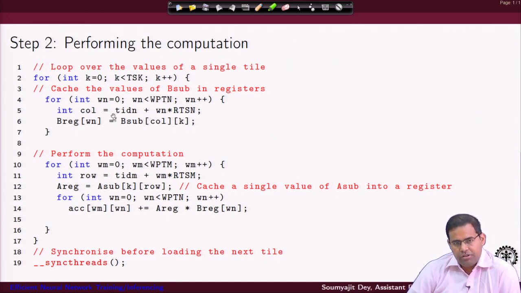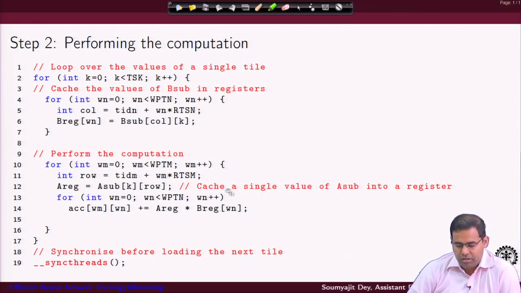So, this actually caches all the required values for B sub, and then now you get to the computation. For the real multiplication computation, you have this for loop where you are running it from WM0 to the work per thread for M, right. And here, first you compute the row index using this TIDM and this WM value, and that gives you the exact value from A sub which is going to be multiplied.